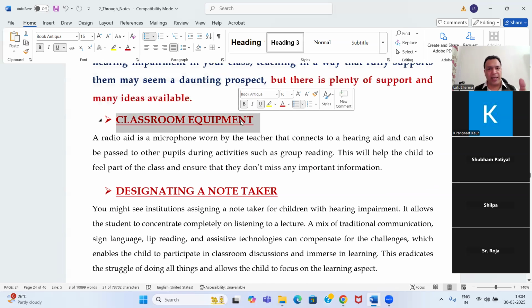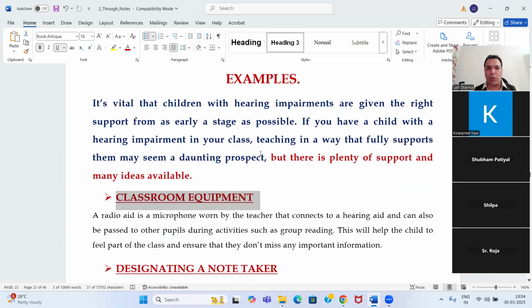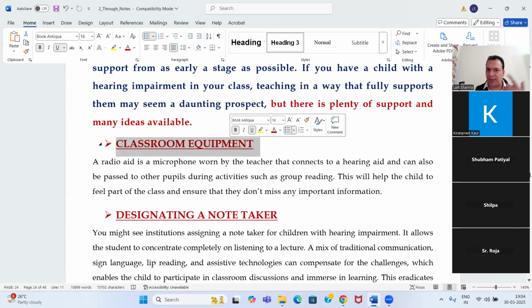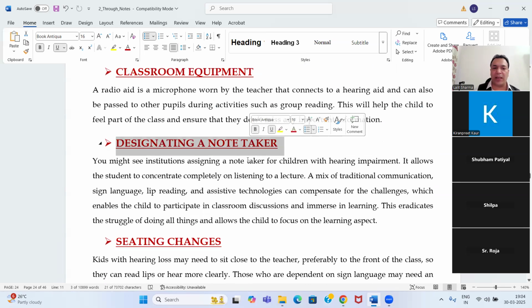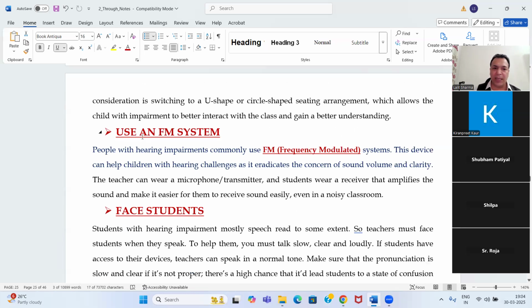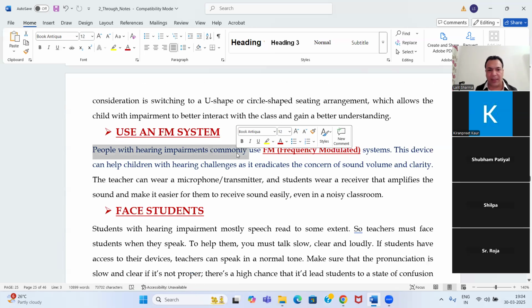Classroom equipment. Okay. Because we are talking about suggestions, we are talking about the educational programs required for the inclusive setting. So there should be classroom equipment. Sana, we have discussed that, but there should be hearing equipment, right? Eyes ke equipment you should have. Okay, designating a note taker, सीटिंग चेंजेस, बच्चों की सीट्स को चेंज करो, देखो उनको अगर प्रॉब्लम आ रही है दूर बैठ के तो, राइट? Use an FM system. एफएम क्या होता है? People with hearing impairment.